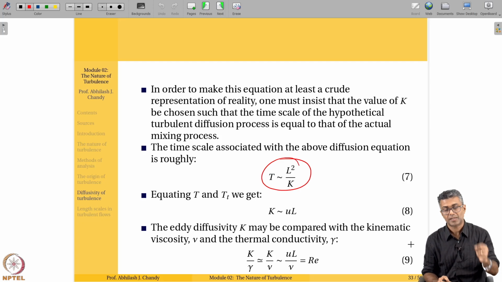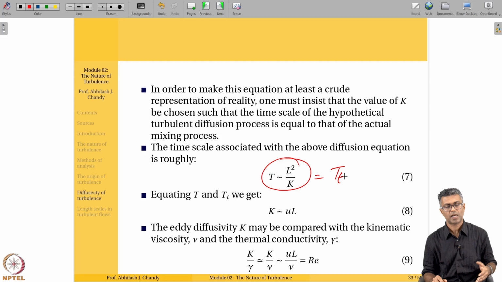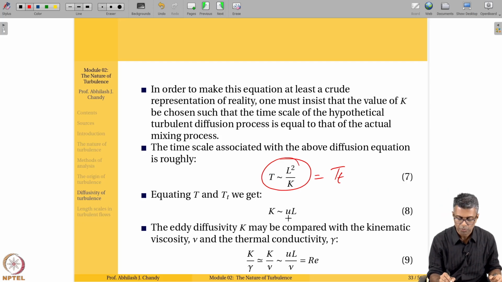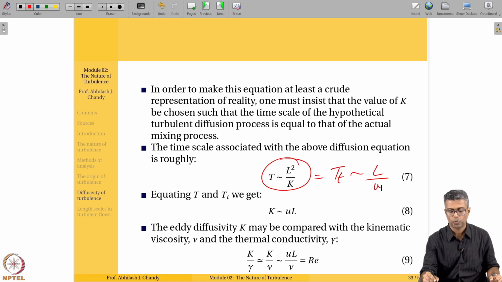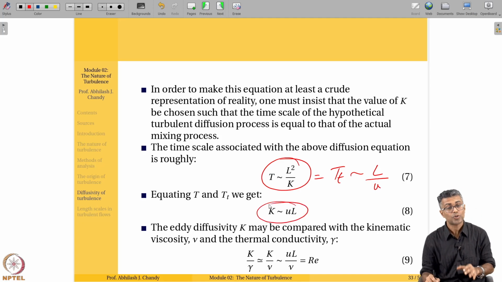Now obviously this has to be equal to the turbulent time scale. Only then can you choose the value of K. So if you equate this to Tt, the turbulent time scale, you obviously get K to be equal to UL, because Tt is approximately equal to L/U. So L²/K is equal to L/U, so K is approximately equal to UL. So that is your effective diffusivity. The RMS amplitude, like we had discussed earlier, multiplied by the characteristic length scale.